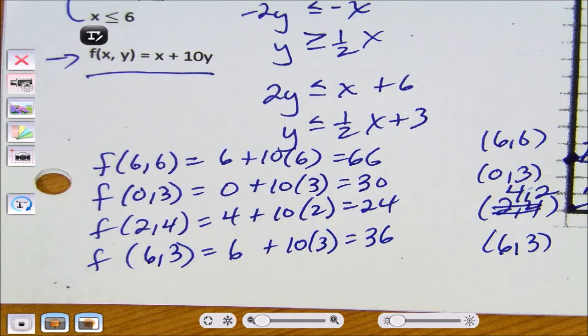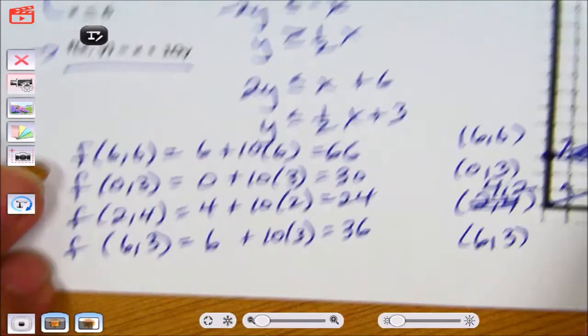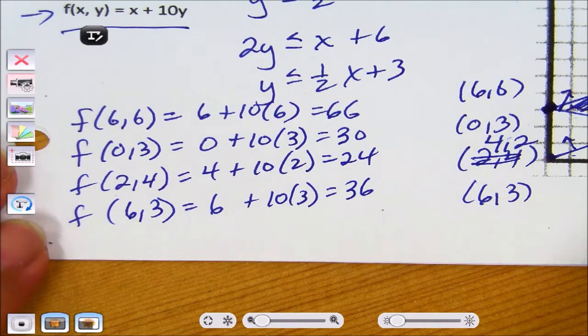Do we have to work these out? I just did. We're not done yet. You have to solve these? We've solved them. Now we have to answer the question, because it said, find the maximum and minimum value. Maximum is 66, minimum is 24.